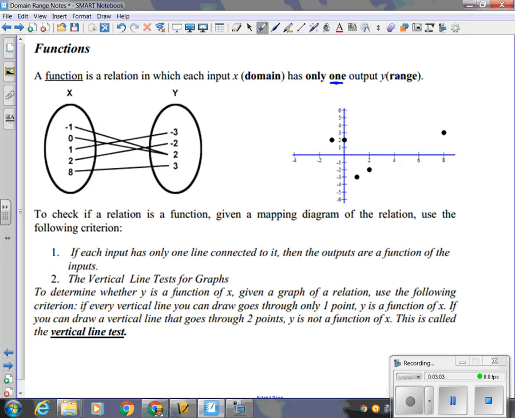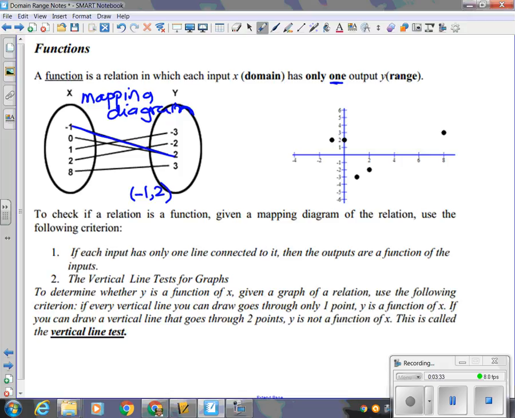Now, let's look at this new mapping diagram. Again, this is a new mapping diagram. This is a different one from the last one. But again, my inputs are on the left. My outputs are on the right. So -1 is connected to what number? 2. So that would be like the point (-1, 2). Do I have a point that agrees with (-1, 2)? So it looks like I go -1 and up 2. Sure enough, right there.